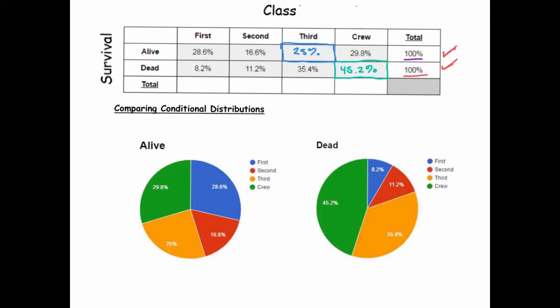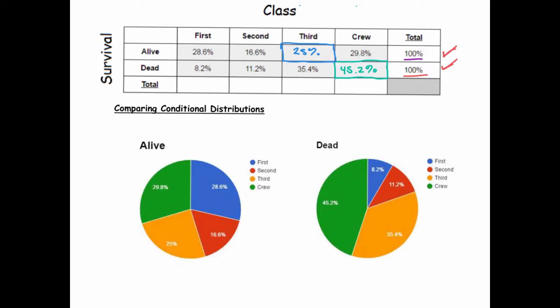If you take a look, this is nice because it allows us to see in a very quick manner how these two groups differed in terms of the percentages made up by the ticket holders. So for instance, one thing we could say is that 29.8% of those who survived were crew members, whereas 45.2% of those who died were crew members. On the other hand, 28.6% of those who survived were from first class, and 8.2% of those who died were from first class.